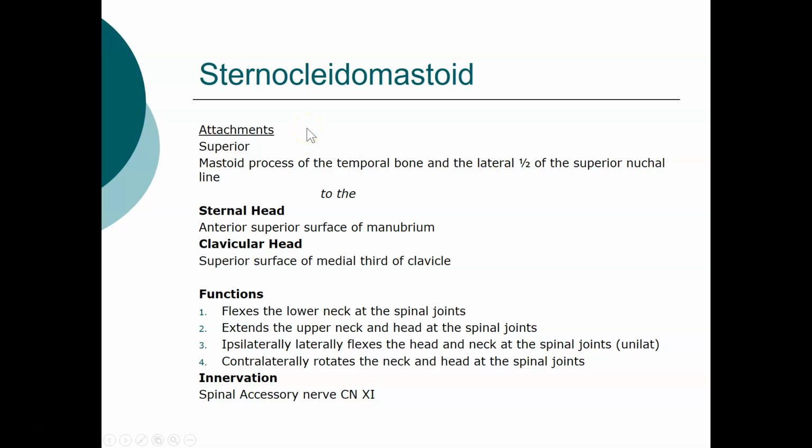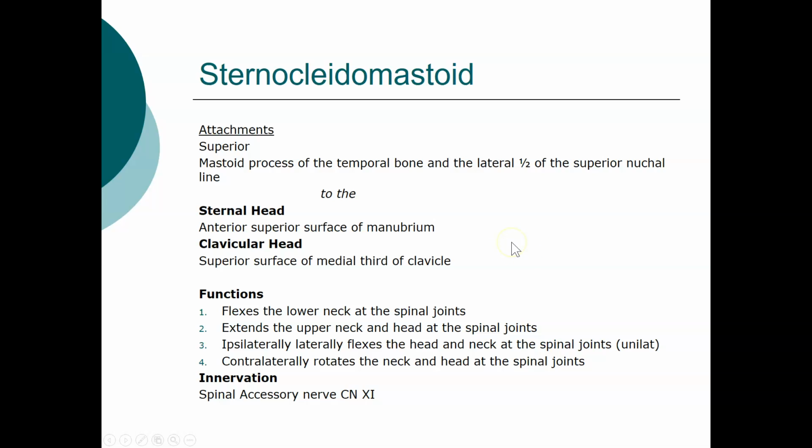Here's the one that we have to know well, and everybody talks about it all the time in massage, and that is a muscle called sternocleidomastoid. Its superior attachment is the mastoid process of the temporal bone and the lateral half of the superior nuchal line. And it has 2 divisions in its inferior attachments. One head is called the sternal head, so it goes down to the anterior superior surface of the manubrium, which is part of the sternum. And the second head is the clavicular head, and exactly as its name suggests, it attaches to the superior surface of the medial third of the clavicle.